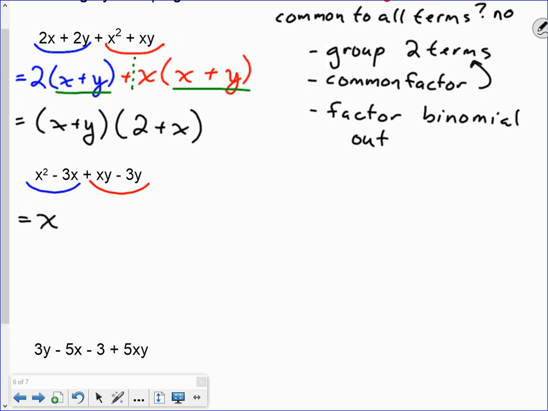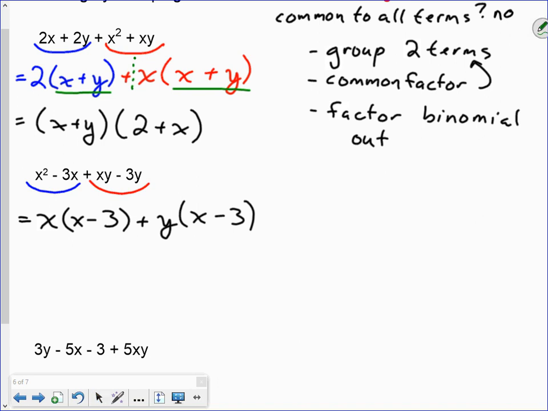An x is common. We're going to need 2 terms in the brackets there. X times x will give us x squared. X times negative 3 gives us the negative 3x. Plus. Then we're going to factor our red terms. What is common to those 2 red terms? The y is common. We need 2 terms in the brackets here. An x and a 3. Y times x gives us xy. Y times negative 3 gives us negative 3y.